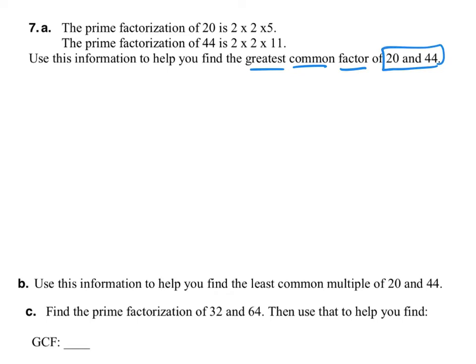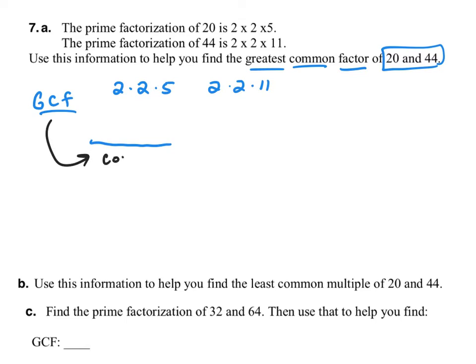So if they give us the strings to find the greatest common factor, you just use what they've given you, and we make a common string. For 20, we have 2 times 2 times 5, and for 44, we have 2 times 2 times 11. We look for the ones that they have in common, right? Because when we find the greatest common factor, we have to make a string of the common factors only.